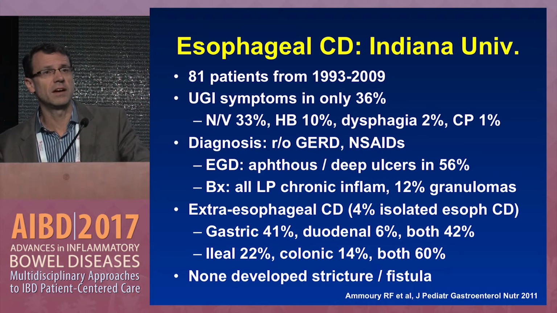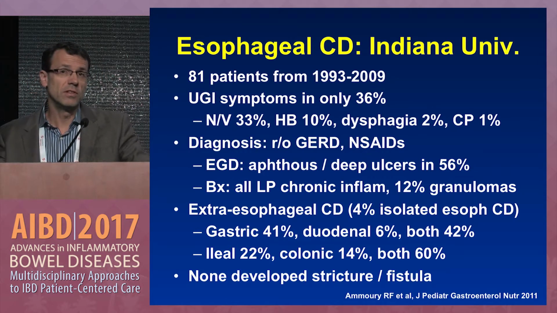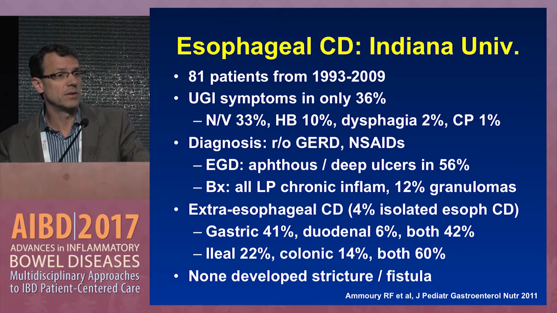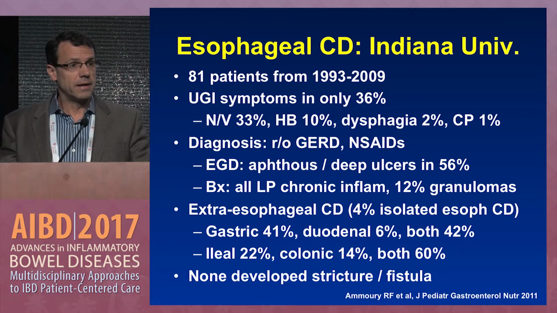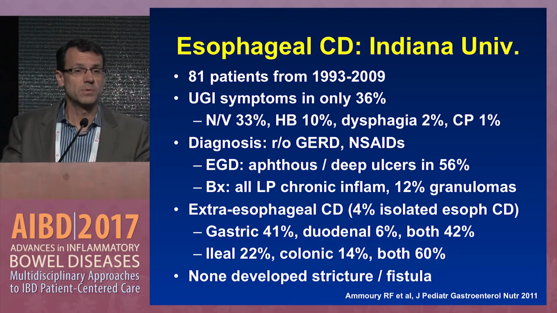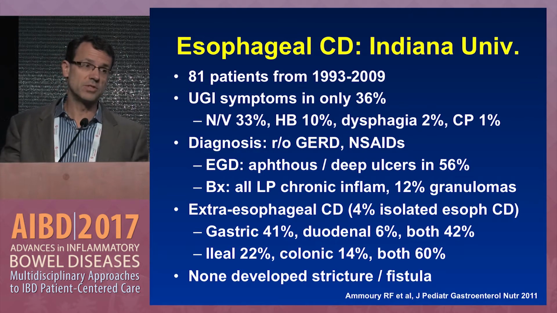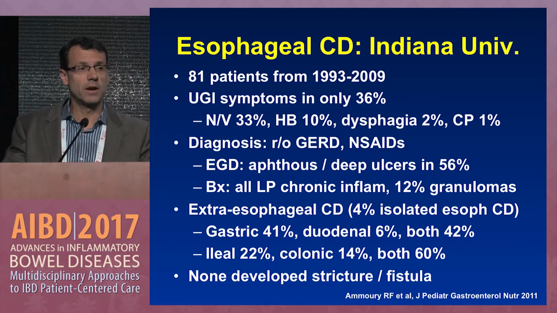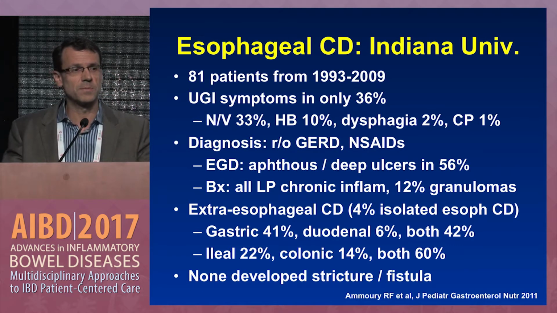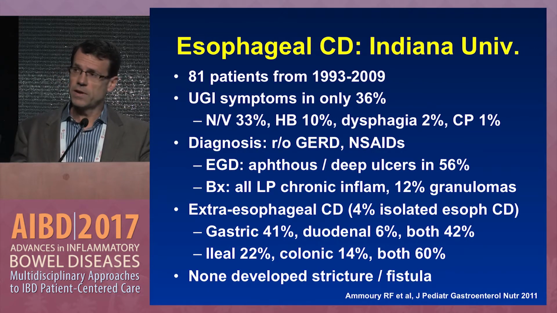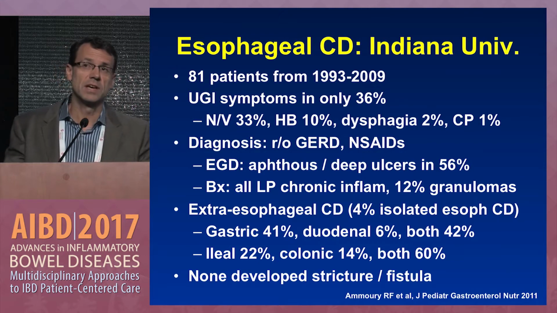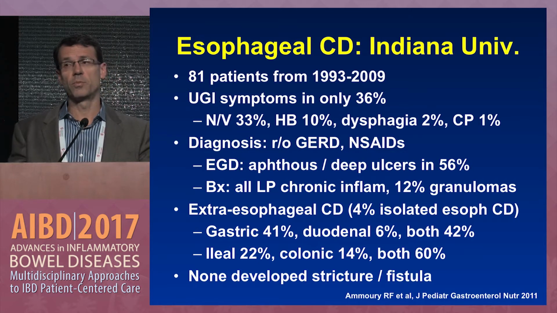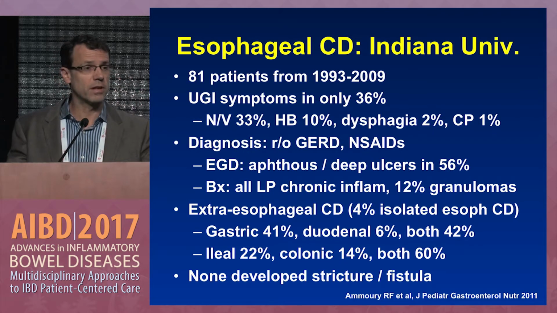There's a paucity of data on esophageal Crohn's disease. One of the largest series is from Indiana University, where they identified 81 patients from 1993 to 2009. They found that only 36%, so about a third of patients, had upper GI symptoms, mostly nausea and vomiting, with a smattering of heartburn, and even fewer with dysphagia or chest pain. Diagnostically, they made sure to rule out GERD and NSAID use. What they found on upper endoscopy was the presence of aphthous or deep ulcers in about half of patients. On biopsy, all patients had lamina propria chronic inflammation. Only 12% had granulomas.